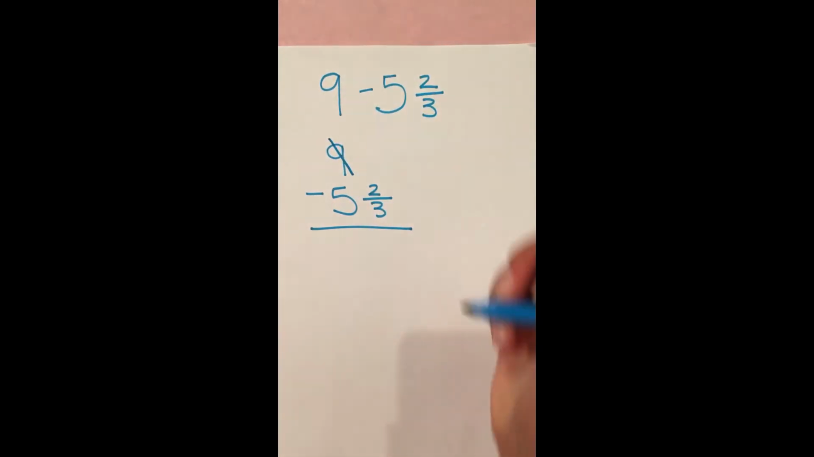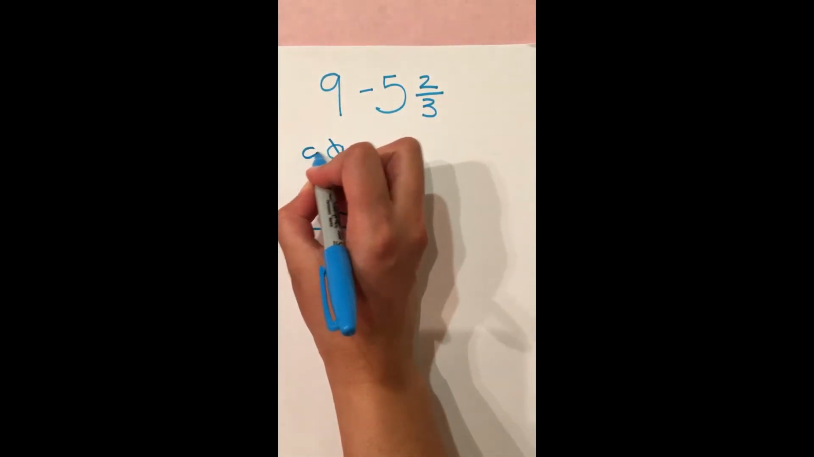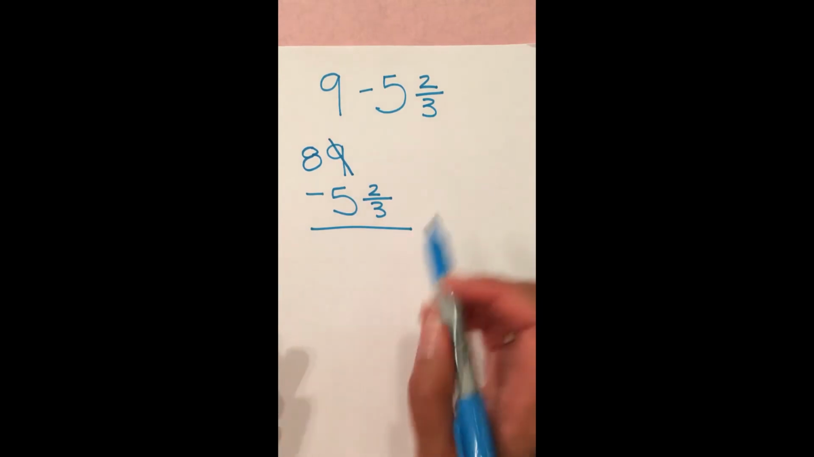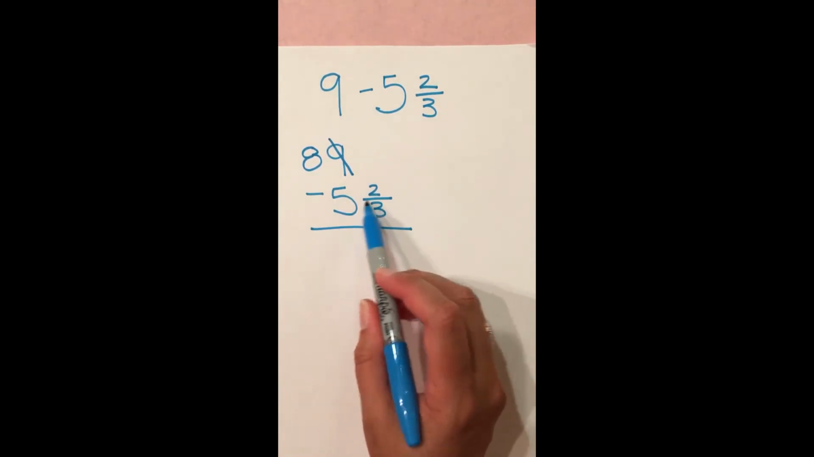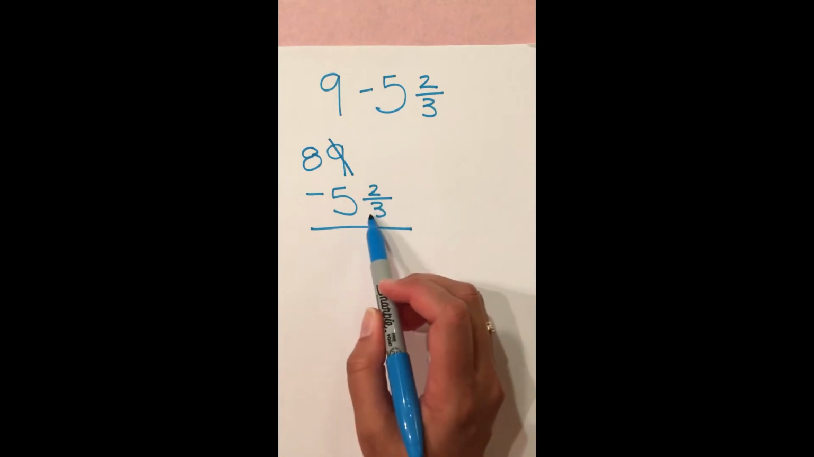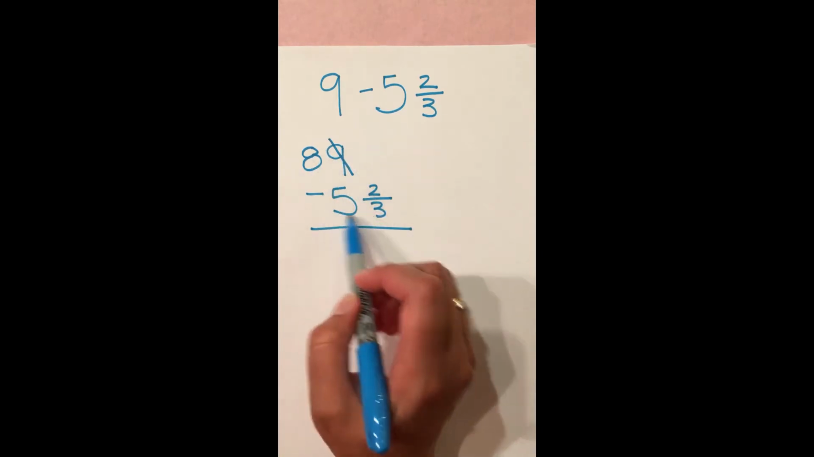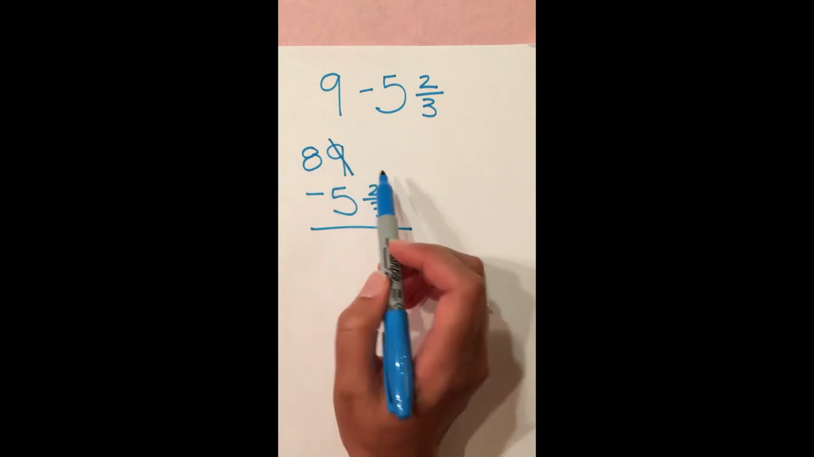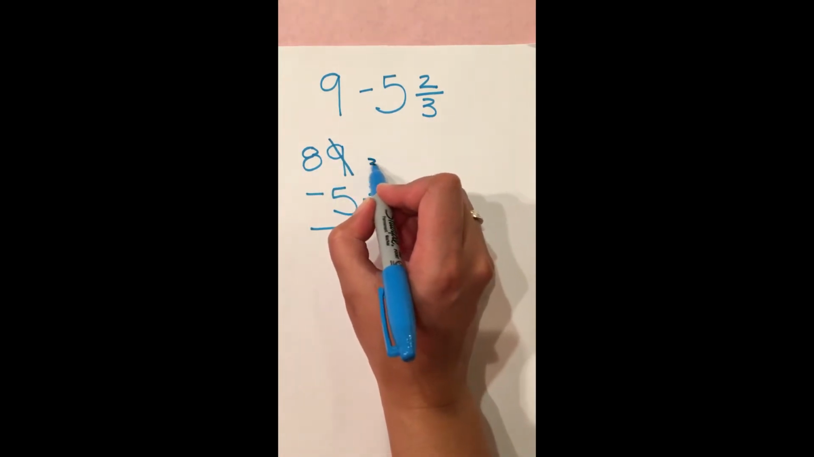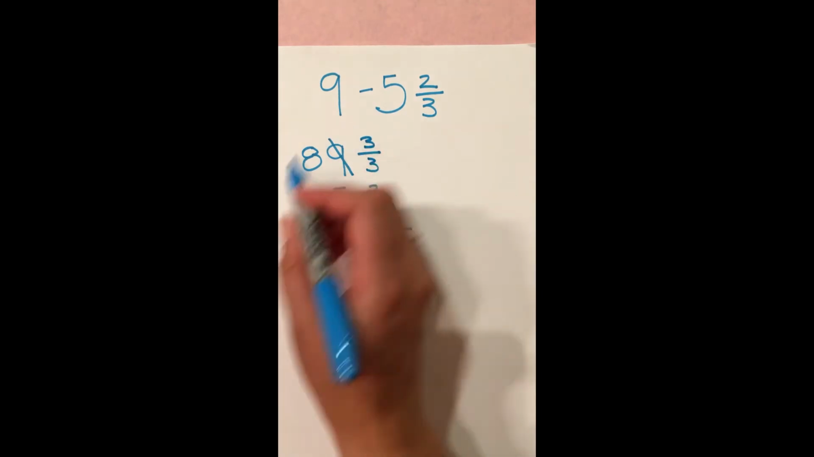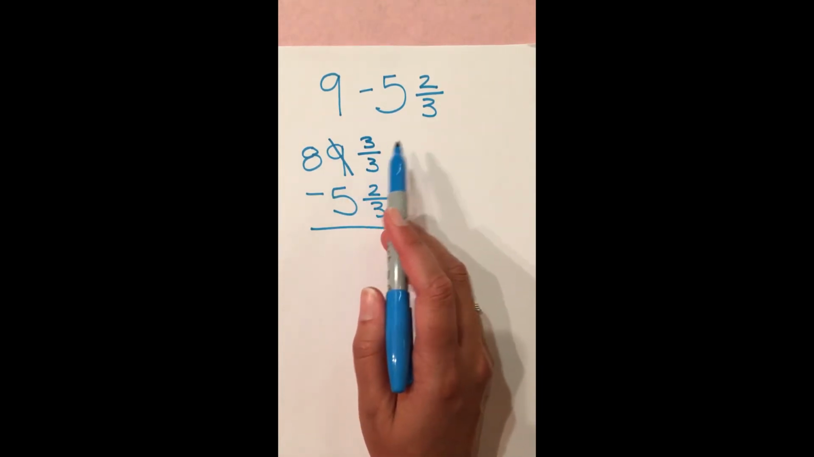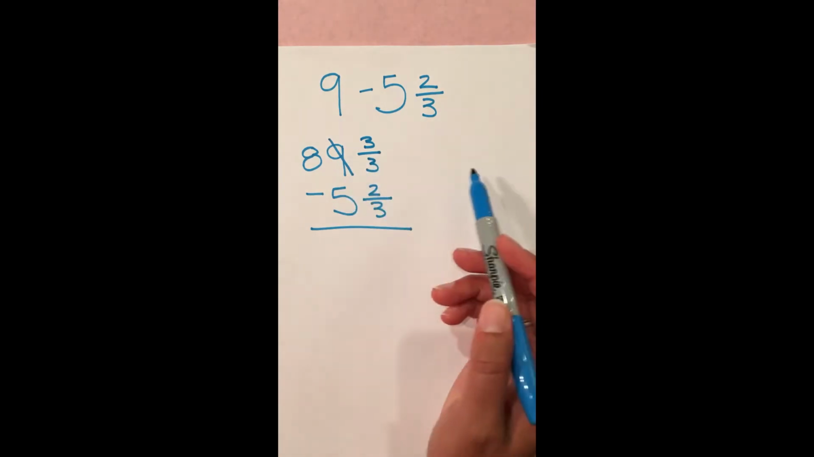So we're going to borrow from here, and when we borrow, we're going to take out a whole. Well, what is our whole? Our whole is going to be 3/3, and we know that because our denominator is 3, which means all of our wholes are going to be in 3 pieces. So we borrow a whole, which looks like 3/3. In this problem, we don't have to add this to anything, so we can just solve it.